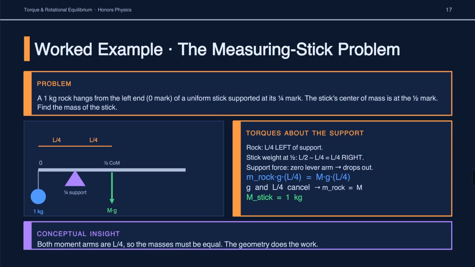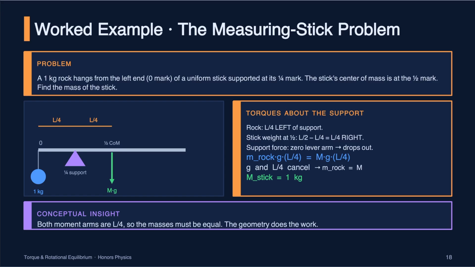So let's try an example of how this could look as a problem. A 1 kg rock hangs from the left end, so at the 0 mark here, of a uniform stick supported at its 1/4 mark. The stick's center of mass is at the 1/2 mark. Find the mass of the stick.